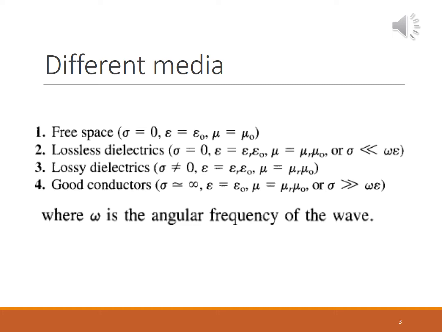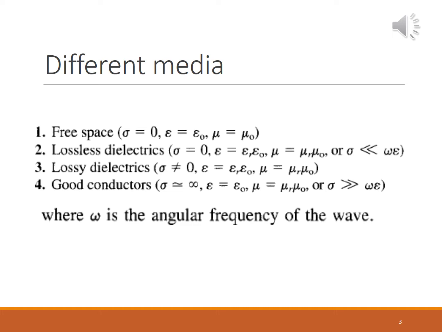The next is a lossless dielectric. That is another example of a medium. For a lossless dielectric, again, sigma is 0, but epsilon and mu are equal to epsilon r into epsilon naught and mu r into mu naught. And the conductivity is much less than omega epsilon. Here, omega stands for the angular frequency of the wave. So this is how a lossless dielectric medium is characterized.